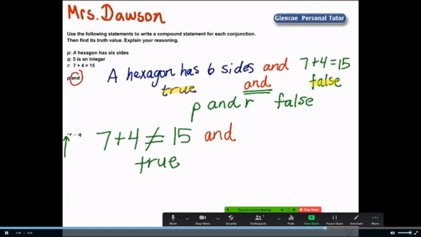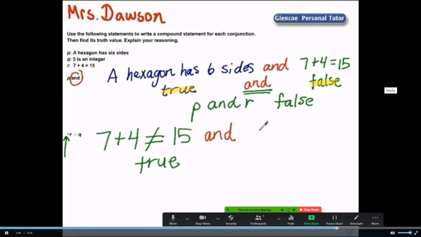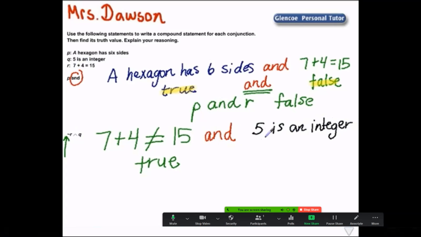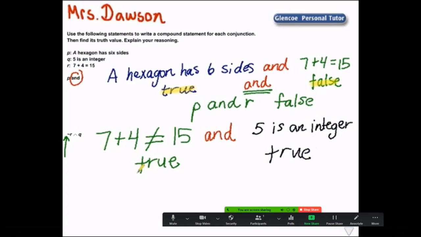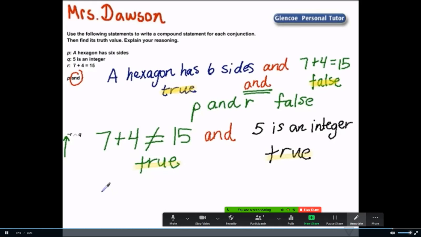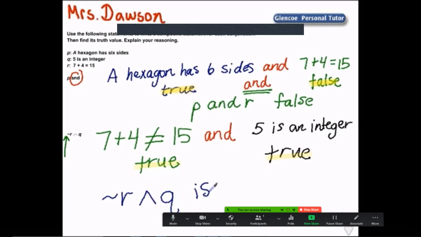Q has a statement, black for Q. 5 is an integer. In case you don't remember, integers are all of the counting numbers and their negatives, and it also includes 0. 5 is definitely an integer, so this is also true. Because we have not R as a true statement and Q as a true statement, that means that the conjunction of not R and Q is also a true statement.